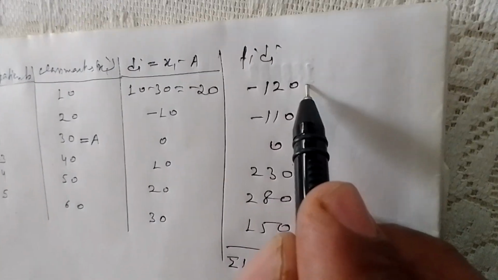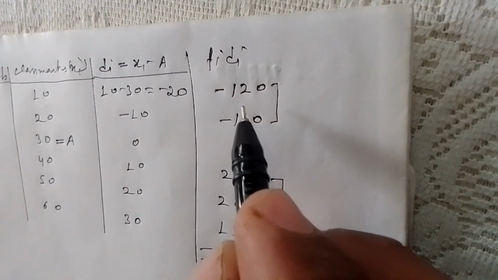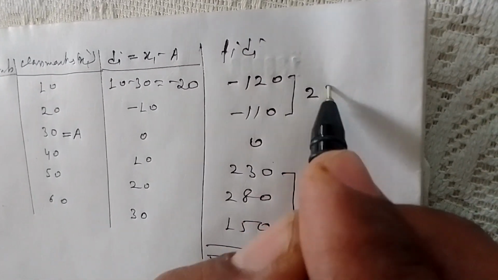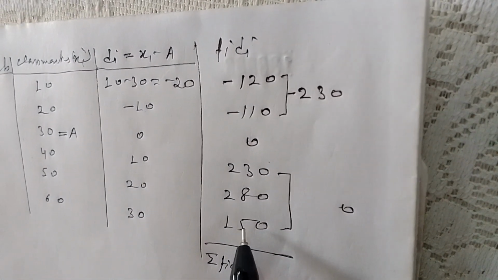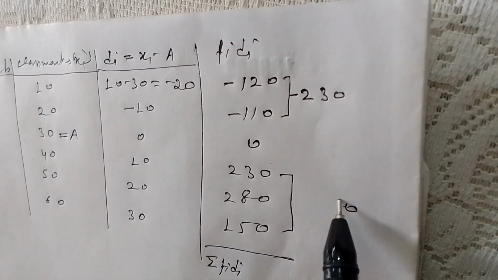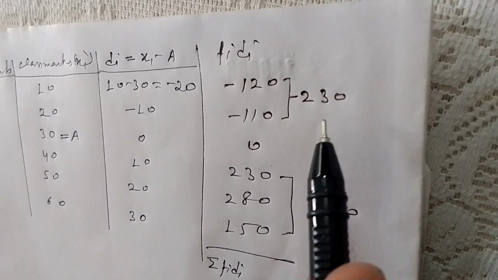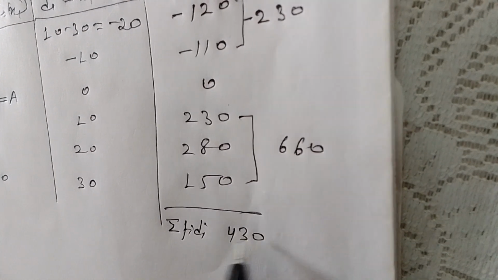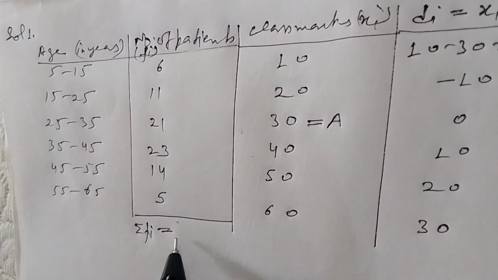We will sum up the negative terms separately and the positive terms separately. The sum of the two negative terms will come out to be minus 230. The positive terms sum to 660. The difference, 660 minus 230, comes out to be 430. Now we will do the summation of the second column also, that is summation Fi. It will come out to be 80.